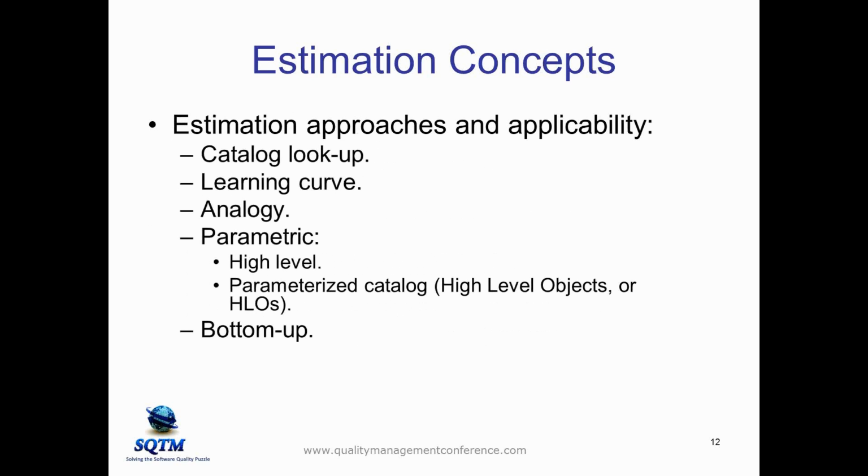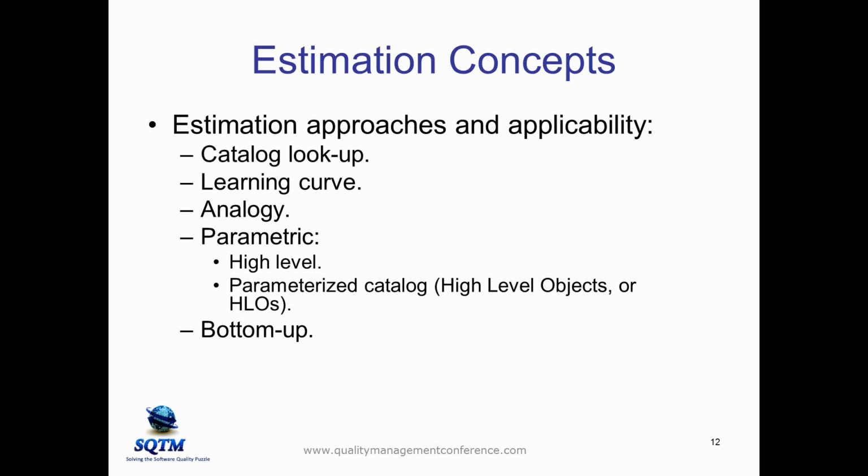In terms of estimation, there's different approaches. One is catalog lookup, where basically what we do is we know that we want to buy this particular model or this particular server. We go to a catalog of some kind, maybe a GSA schedule in the GSA Advantage, and we look up what the price is.